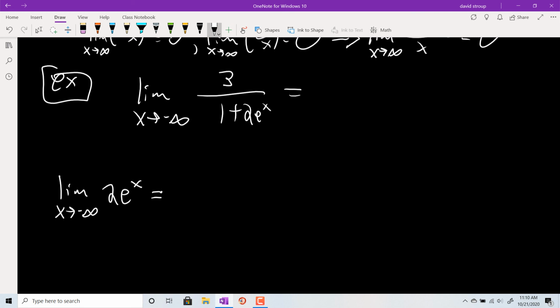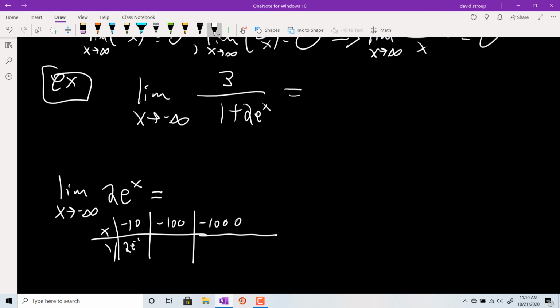Well, what are you putting in? If you think about your table, you're putting in values going to negative infinity. So basically you'll have 2e to the negative 10, which is the same as 2 all over e to the 10, which is something really small. 2e to the negative 100 is the same as 2 all over e to the 100, which is something really, really, super small. 2e to the negative 1000 is the same as 2 all over e to the 1000. It's getting really close to 0.